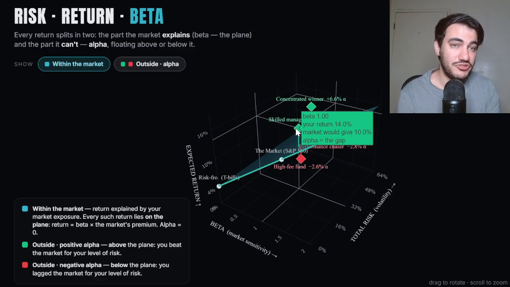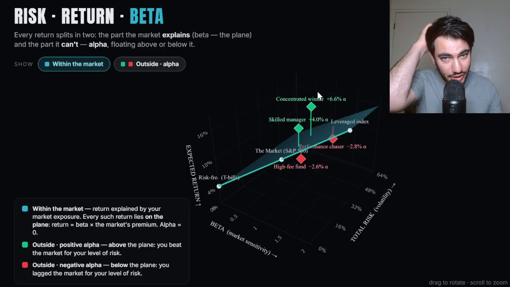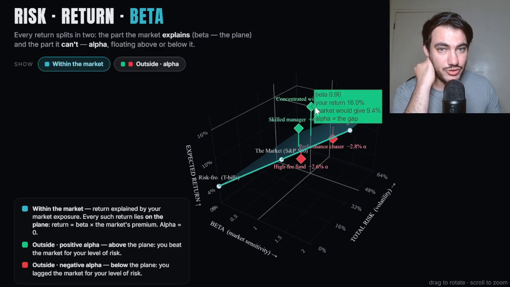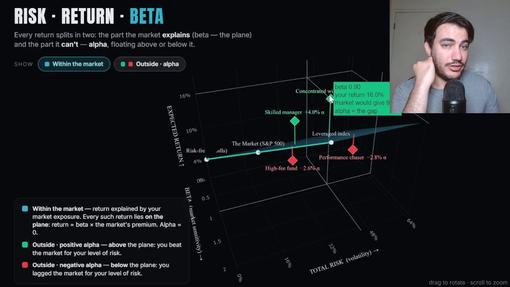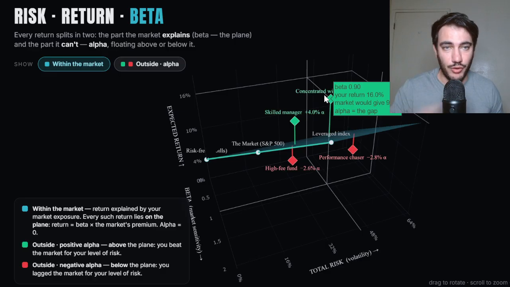That's 4% better, about 40% better, which is very good. And now we have a concentrated winner. So the concentrated winner actually has less beta than the overall market. It's about 0.9. Some stocks are less risky than the overall market.